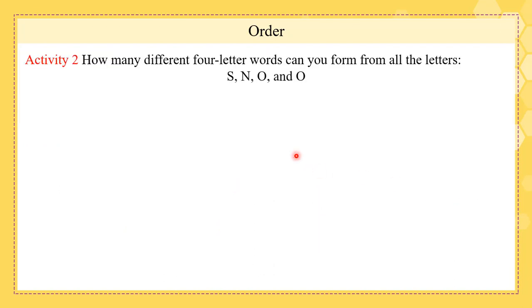Let's see another activity. Now we need the number of 4-letter words that can be formed from the letters S, N, O, and O. Try to notice here that we have one letter which is repeated, and we will see the difference between this activity and the previous one.